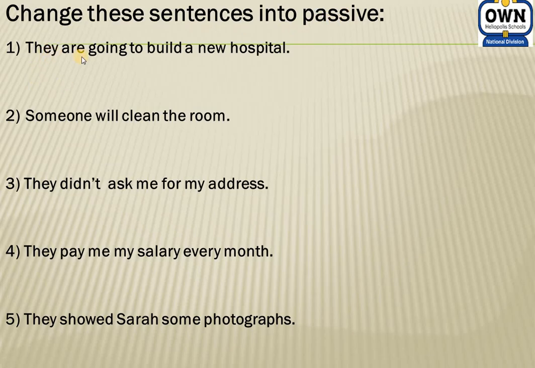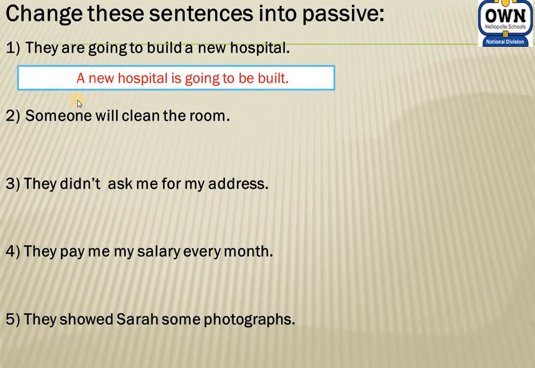Number 1. They are going to build a new hospital. They is the subject, build is the main verb, and a new hospital is the object. So let's start the passive by putting the object at the beginning of the sentence. It will be like this: a new hospital is going to be built. A new hospital is the object, and is is used because it is a singular noun: going to be built.